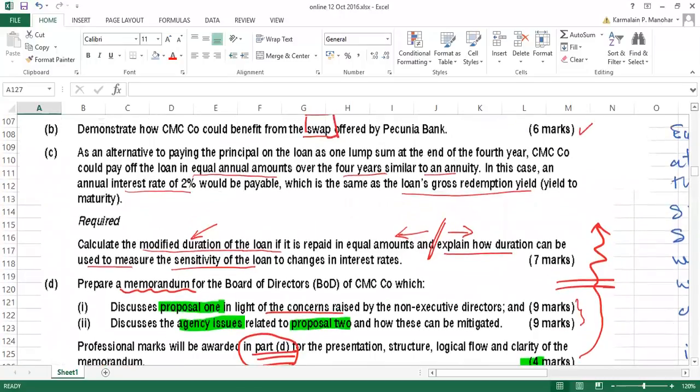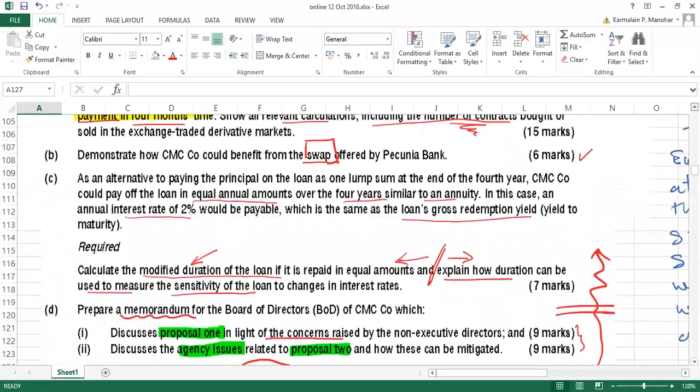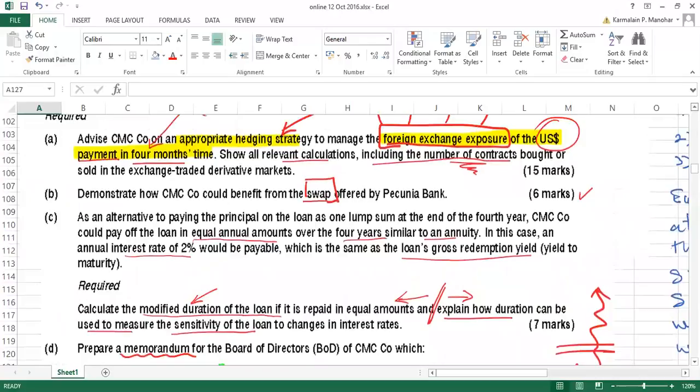C says, as an alternative to paying the principal on the loan as one lump sum at the end of 4 years, CMC Co could pay off the loan in equal amounts over 4 years, similar to an annuity. So look at the good hints they gave you here. They're telling you you're going to be working an annuity, and that is where you pull out your, which type of calculator? Come on, type it with me in the chat box. Pull out your financial calculators. Very good. Thank you, Kinesia.